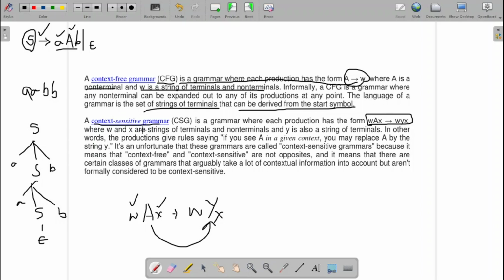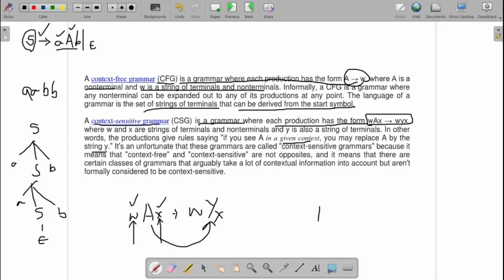That is, a context sensitive grammar is a grammar where each production is of the form w A x derives w y x, where A is replaced with y, and w, x and y are strings of terminals and non-terminals. In other words, the productions give us rules saying if you see A in a given context, that is, A preceded by w and followed by x, then you may replace A by the string y. If that context is not there, then you can't go for replacing it.